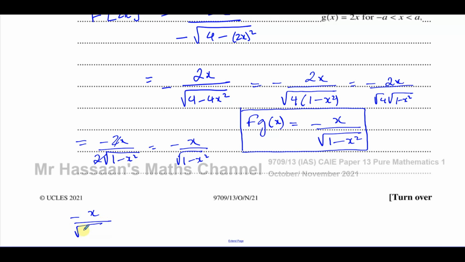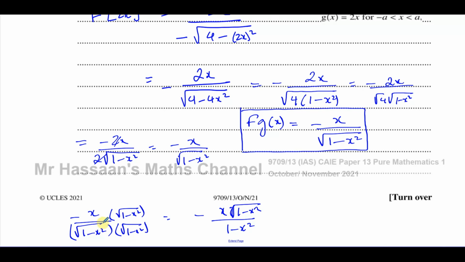You have the square root of 1 minus x squared. We could multiply both the numerator and the denominator by the square root of 1 minus x squared. So you're left with a negative x times the square root of 1 minus x squared, over 1 minus x squared. You don't put the bracket there because the square root covers 1 minus x squared. You could write it like that if you wanted to. That's rationalizing the denominator.